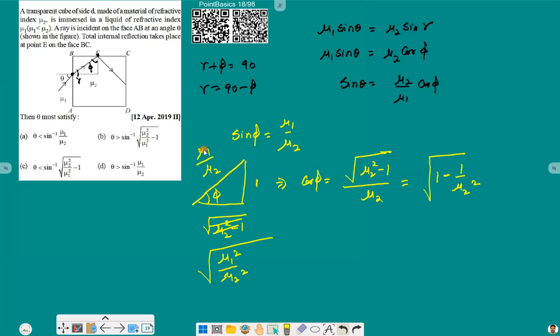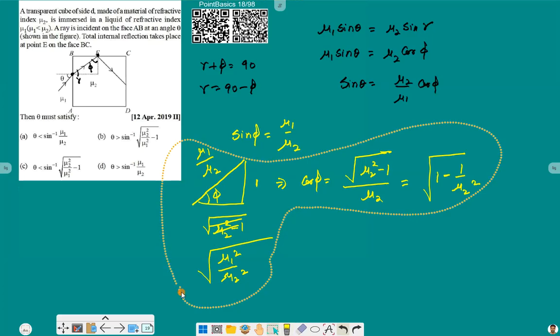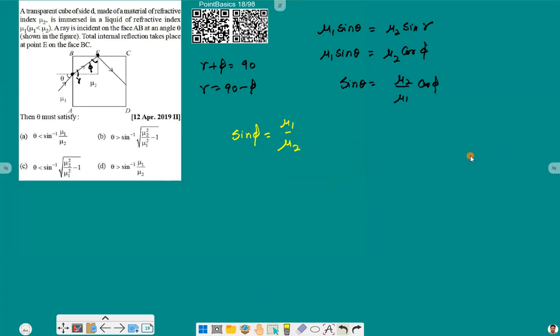Okay, let me correct this one, because this whole scenario needs to be changed. Now let me redraw the triangle again. If this is phi, and this will be mu2 and this will be mu1, and this will be equal to under root mu2 square minus mu1 square.